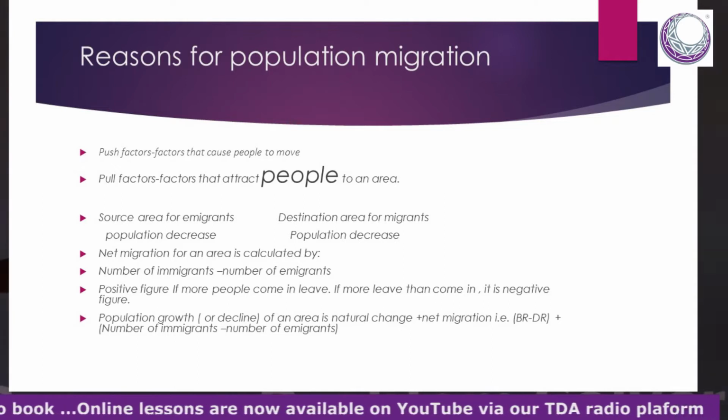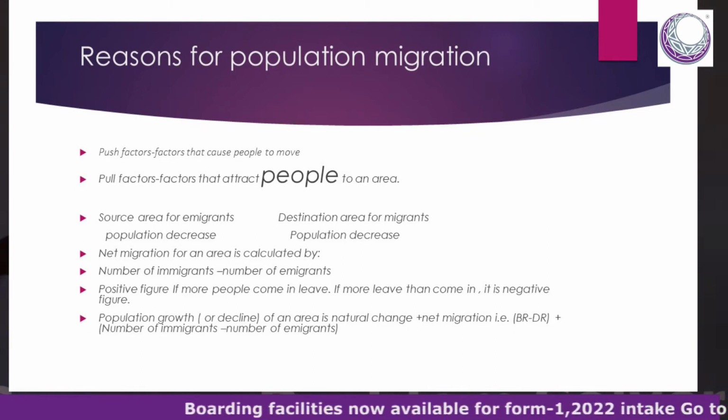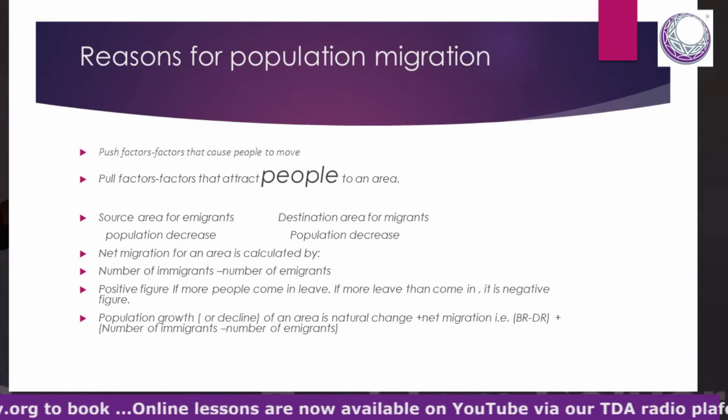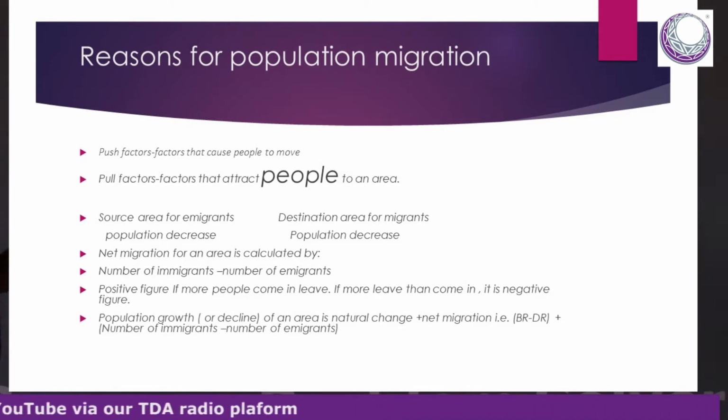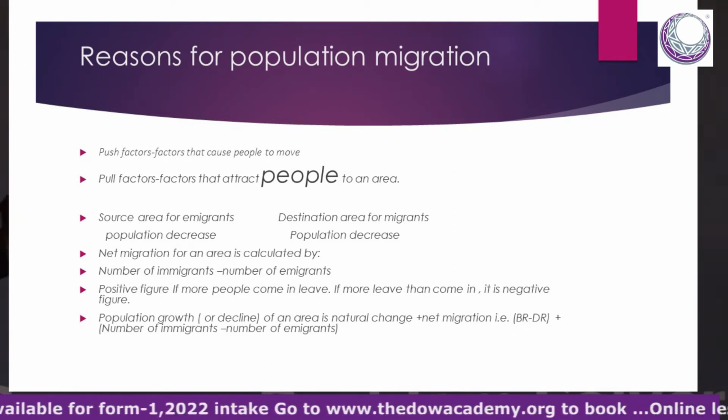We have the source area for the emigrants. Where do people come from? They might be coming from Botswana, or from whichever country it can be. When people are moving away from a country, that will lead to a population decrease. Then wherever they are going to, the destination, it will increase the population.